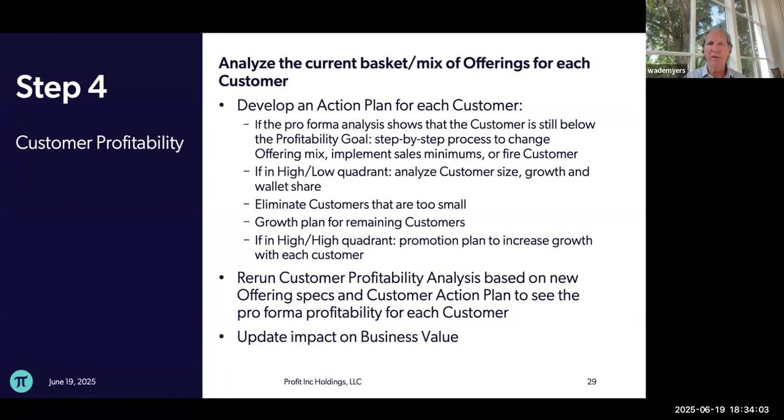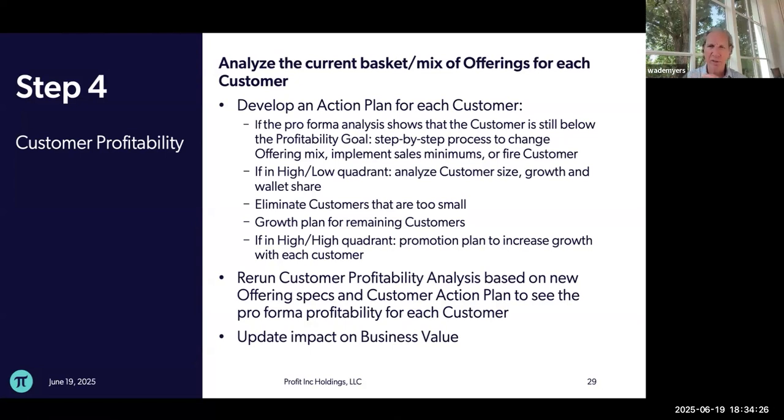And then now that we've improved the profitability of our unprofitable products overall, we want to look at that basket of products or offerings that each customer buys, because that's going to change the customer profitability, right? That unprofitable product that we sold to that one customer that we've repriced or that we've eliminated, that's going to change our overall profitability.